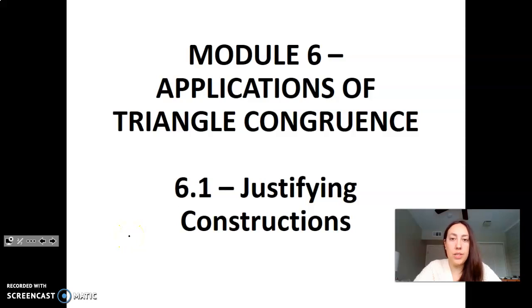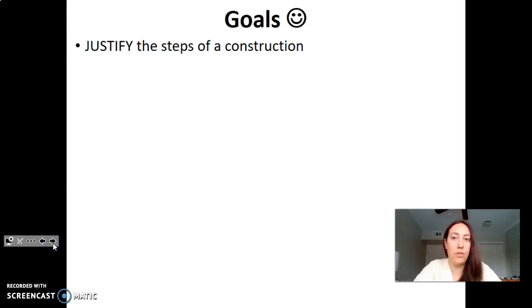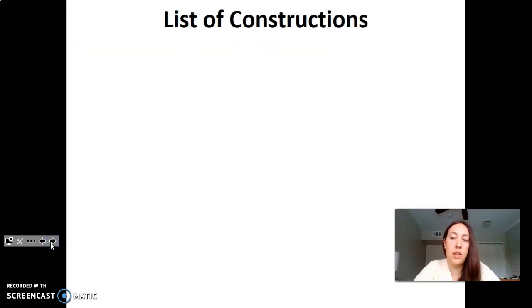Everyone, we're starting Module 6, which is on applications of triangle congruence. In Module 5, we learned how to prove two triangles were congruent to each other. So in this module, we're going to apply congruent triangles. In this section, we're going to use congruent triangles and other stuff we've learned in previous modules to justify construction. So that's the goal for today: justify the steps of a construction and kind of explain why a construction works.